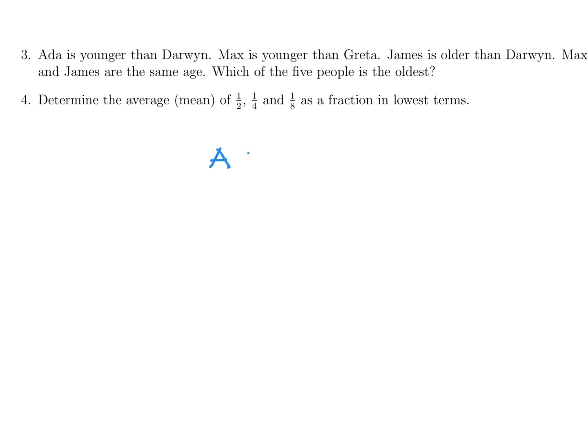Ada is younger than Darwin. Okay, so there you go. Max is younger than Greta. James is older than Darwin, so put James here, and let's put a greater than sign. Well, actually less than sign, whatever. And then what's next? James and Max are the same age, so Max can go here. We put a little comma there since they're the same age. And then I guess that means both James and Max are less than Greta. Who is the oldest? Well, according to this inequality, the oldest is G, which is Greta.